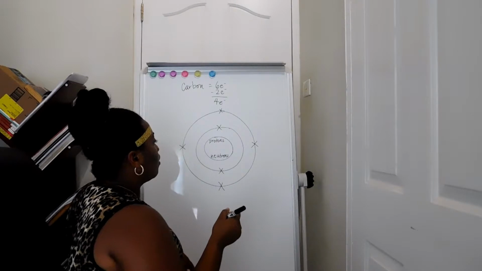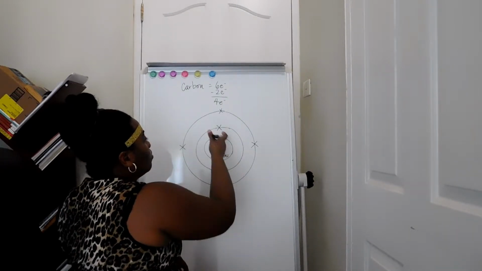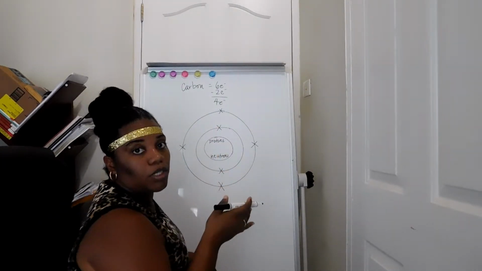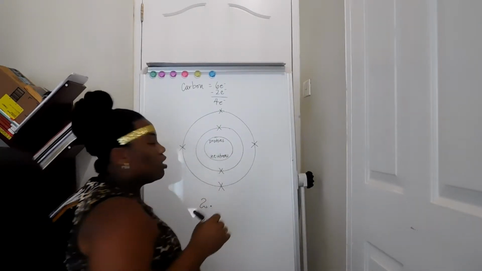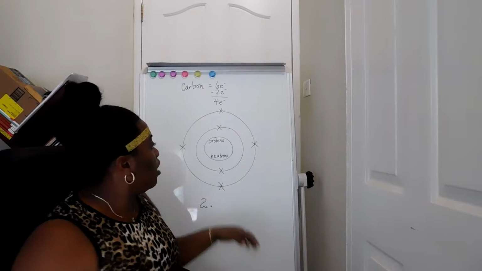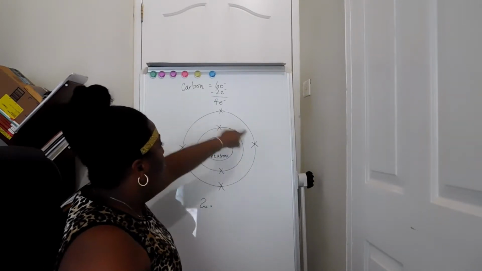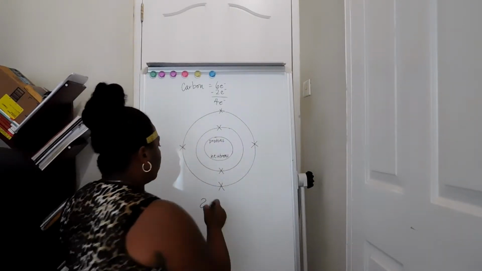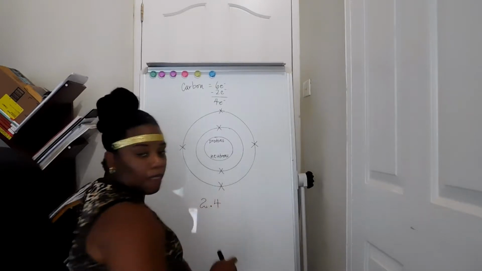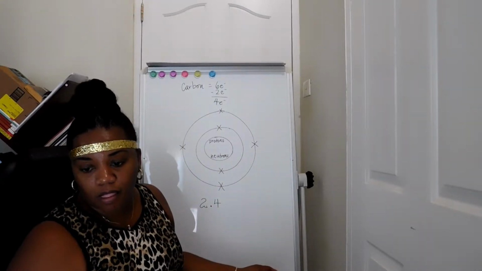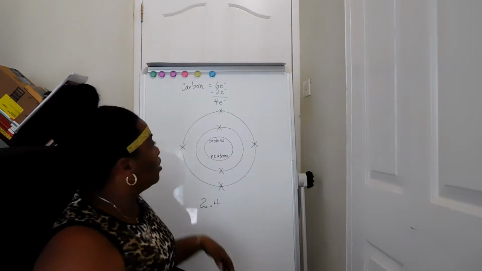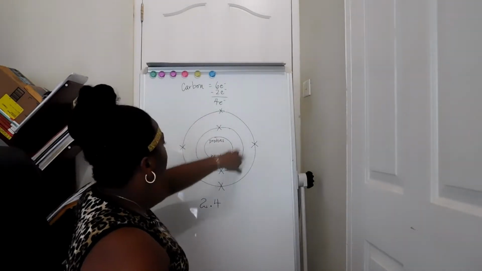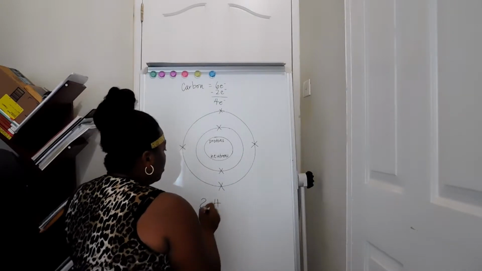So for the electronic configuration, we count from the first shell that is occupied with electrons. Our first shell has 2 electrons, and our second shell has 1, 2, 3, 4 electrons. And I have something wrong on my diagram. So it's supposed to be 2, 4. So 1, 2, 3, 4, 5, 6.